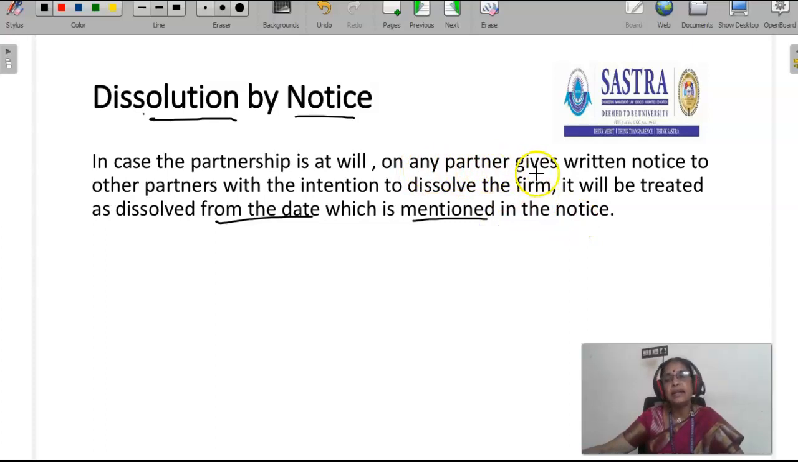If any partner gives a written notice to the other partner of his intention to dissolve the firm, it will be treated as dissolved from the date which is mentioned in the notice. He has to mention the date of the dissolution. Okay. So this is known as dissolution by notice.